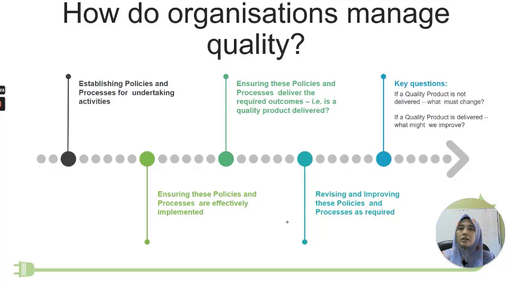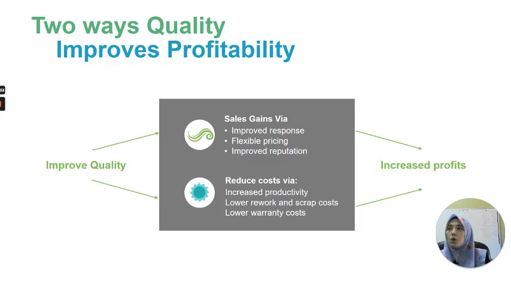And if a quality product is not delivered, what must change? So kita kena tanyalah, what must change? This is how kita menguruskan quality dalam sesuatu organisasi. So these are the two ways how quality improves profitability.